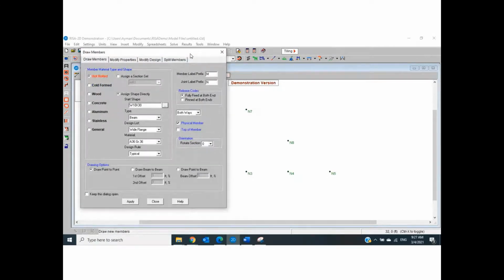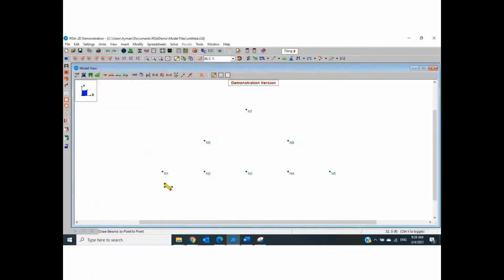we have something here very important. You have to choose this option. Release codes. Bend at both ends. If you would like to draw a truss, you have to choose this option. Apply. Go ahead and connect the members.